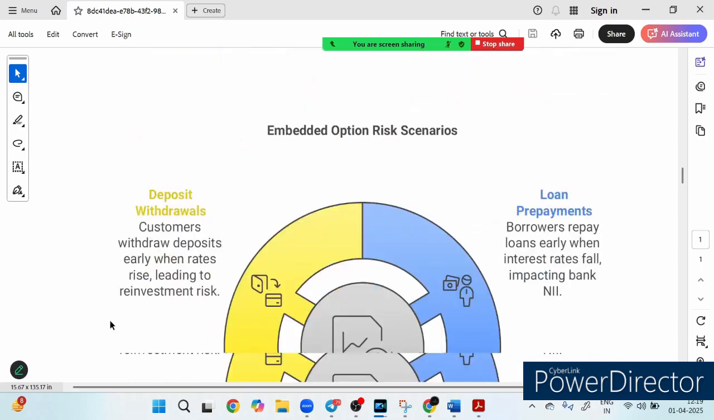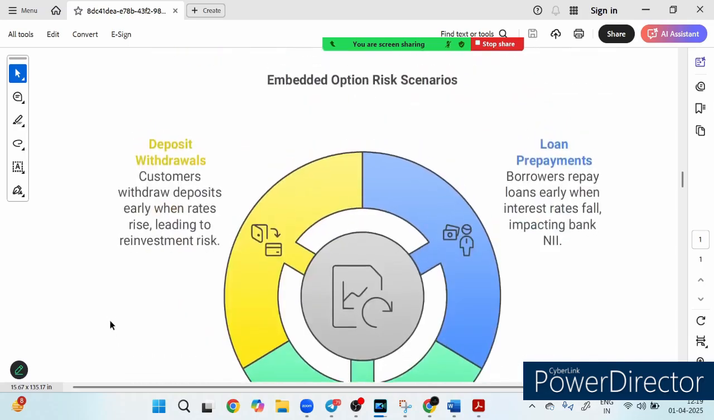Now friends, let's switch our focus to the next category of risk that we call embedded option risk. Friends, banks and financial institutions love stability, but customers and borrowers often exercise their options based on market conditions. This creates something called embedded option risk, a crucial yet often overlooked challenge. What is this embedded option risk? Certain financial products like deposits, loans, and bonds come with built-in options that allow customers to make changes based on interest rate movement. But when they do it, it impacts the bank's net interest income.